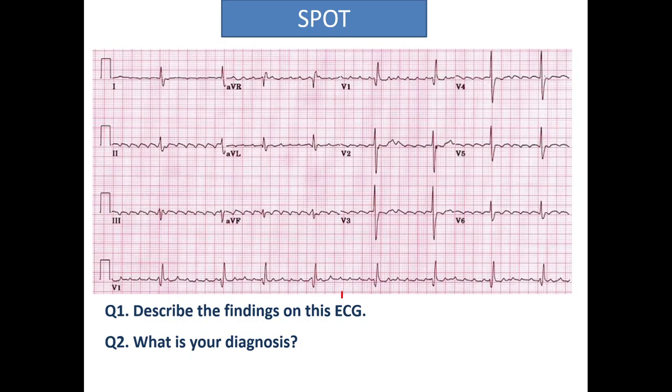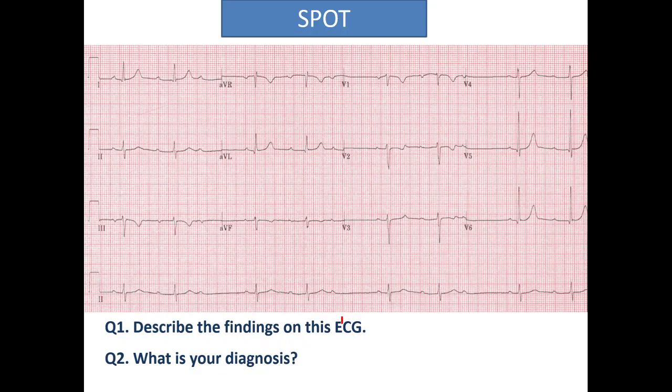Again ECG. Diagnosis: sawtooth appearance, flutter. The second ECG: again describe the findings on this ECG, what is the diagnosis? Go through it.